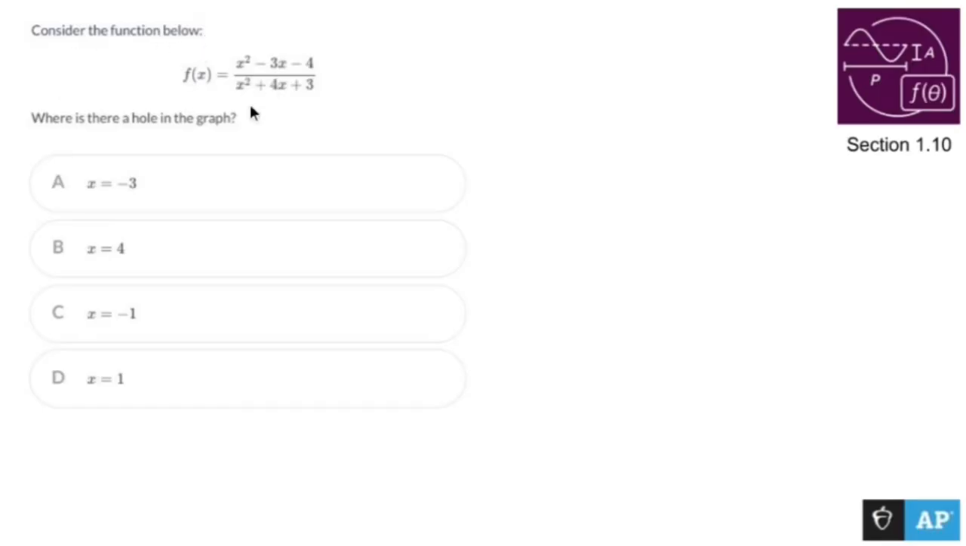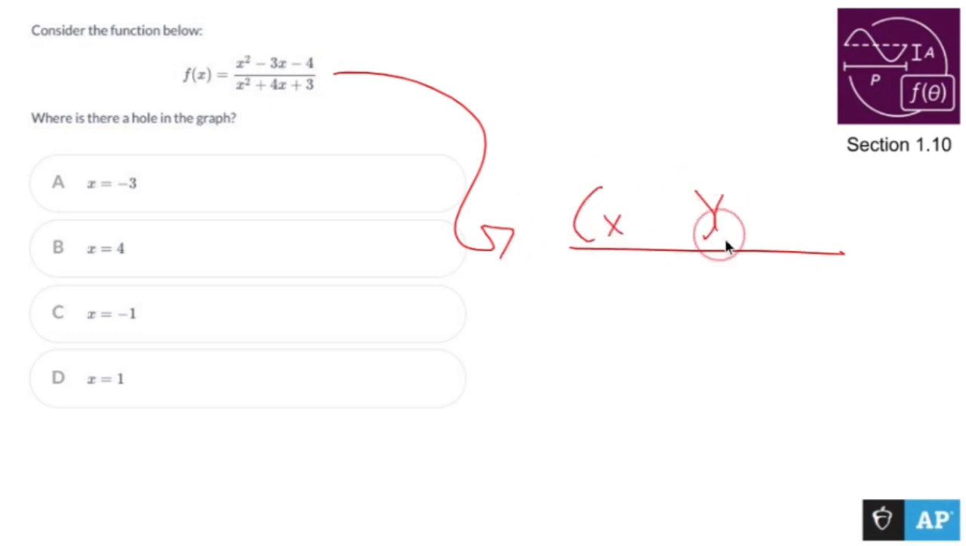Consider the function below. We've got ourselves a quadratic over a quadratic. Where is there a hole in the graph? Well, let's factor this stuff out. That's the only way we're going to be able to do it. So the quadratic upstairs is going to look something like this.